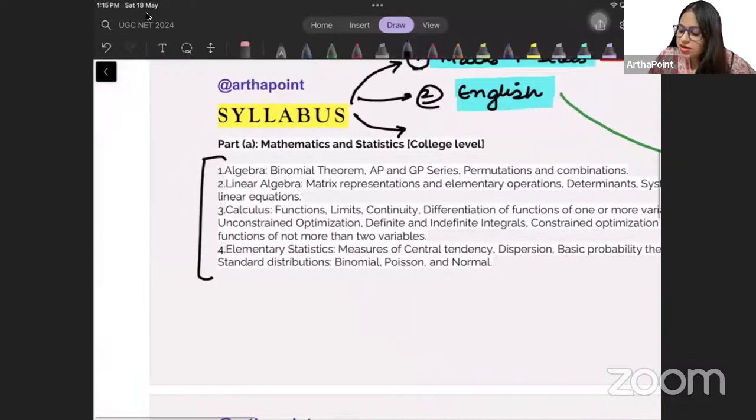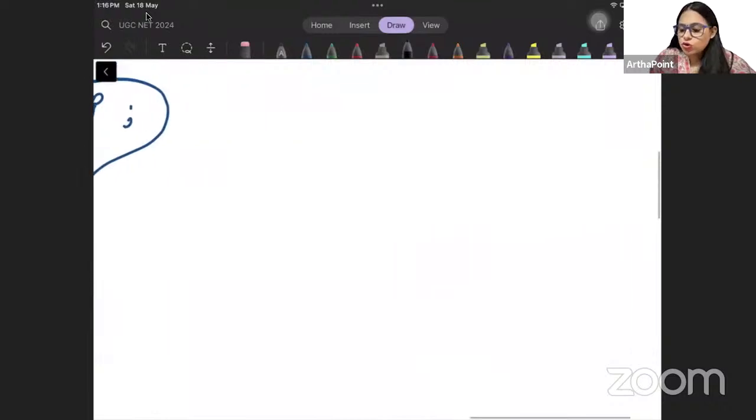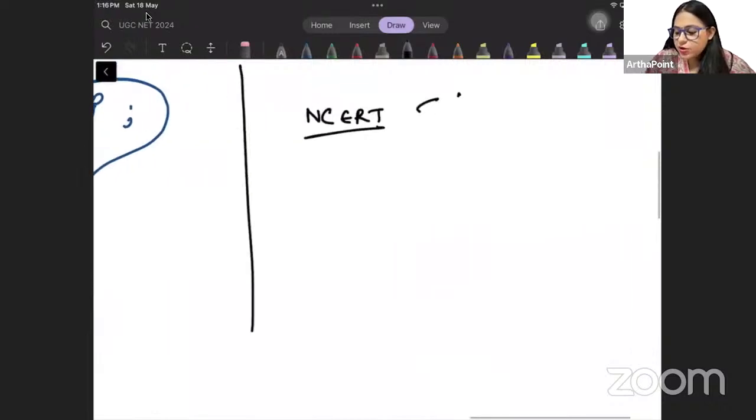Then the third thing that will be coming in your exam will be the economics part. Now in economics, especially for students who are from Delhi University, whatever you have done in your first year of DU, that much economics is enough. For students who are not from Delhi University, I suggest that you go through NCERT, that is, the micro and macro NCERTs.